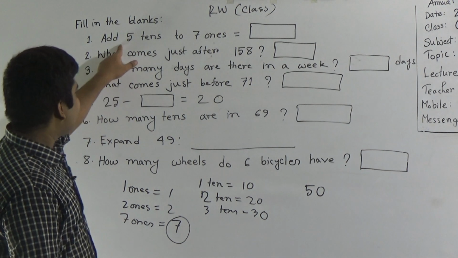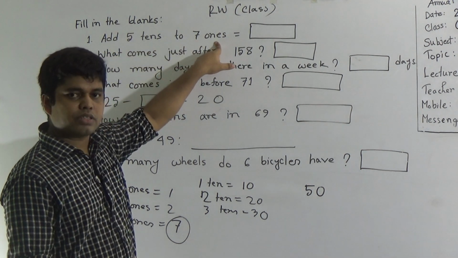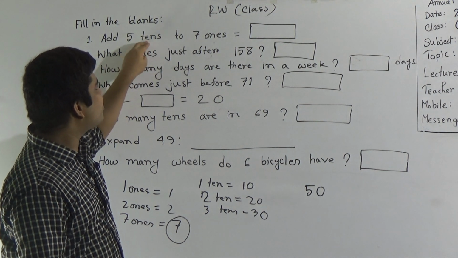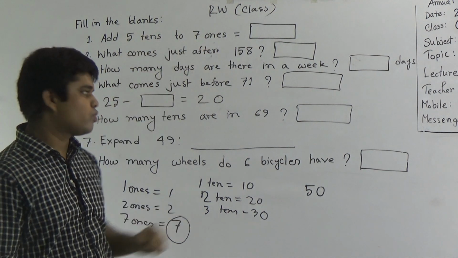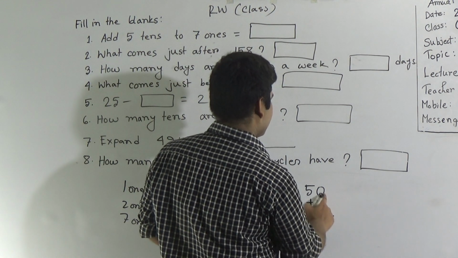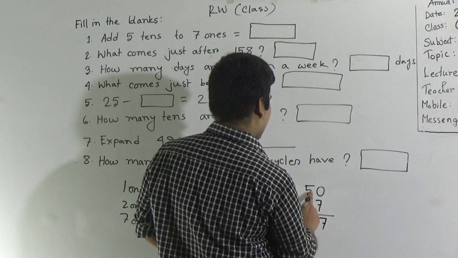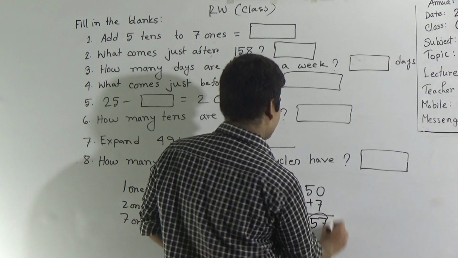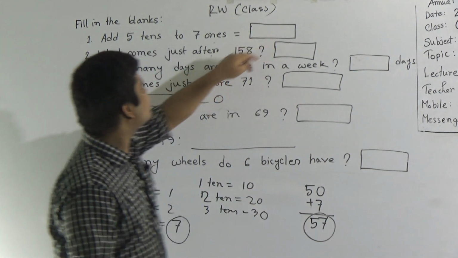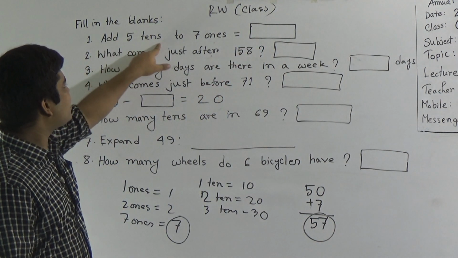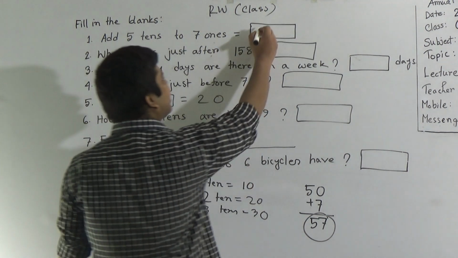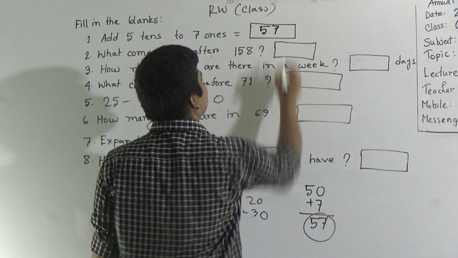So add 5 tens to 7 ones. That means add 5 tens, which is 50, with 7, and we get what? Here 50, now I write 7 here and we add: 7 and 0, it will be 7, and 5, 57. Dear students, 57 is the answer of this question. When we add 5 tens to 7 ones, we get 57. So I write here 57 as the answer.